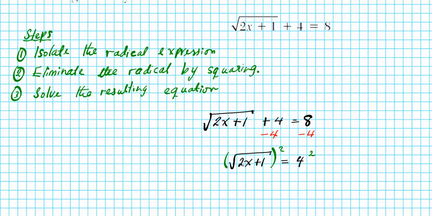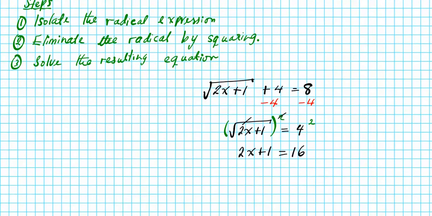On the left side, the square and square root cancel out. That's the objective of squaring both sides of the equation, because the inverse of the square root function is square. So when we have that cancellation happen, we'll be left with 2x plus 1 equals 16. We have accomplished steps 1 and 2, isolation of the radical and elimination of the radical. Now to finish it off, we can clearly see that this is an easier problem. We'll simply subtract 1 from both sides and divide by 2.